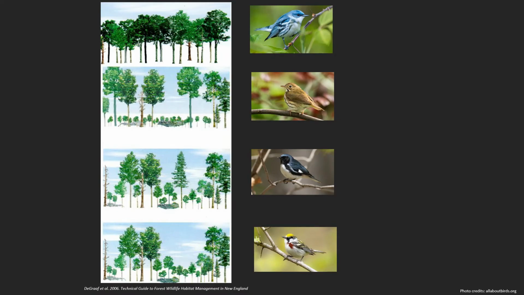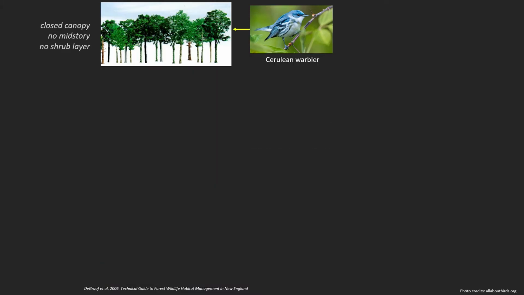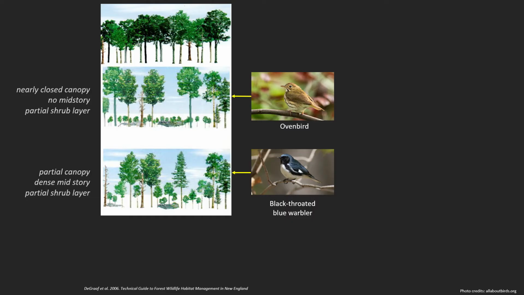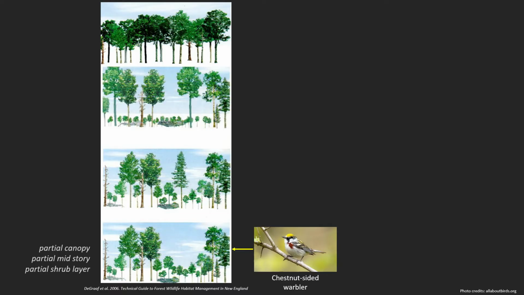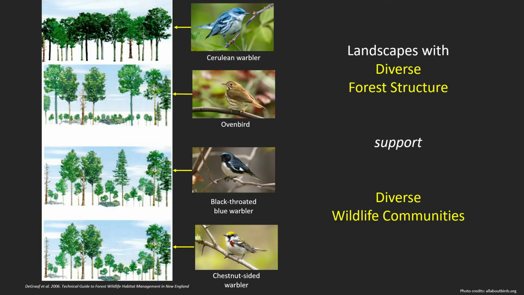Birds select their habitats based primarily on the presence or absence and the density of different forest layers. Some birds prefer a forest with a completely closed canopy with little or no understory. Others prefer a forest with small, single tree canopy gaps that let in enough sunlight to support a shrub layer or mid-story layer. And some birds prefer a forest with larger gaps that let in lots of sunlight and that have a very dense shrub layer. So landscapes composed of different forests that vary in their plant structure are most likely to support a diversity of birds and other wildlife species.